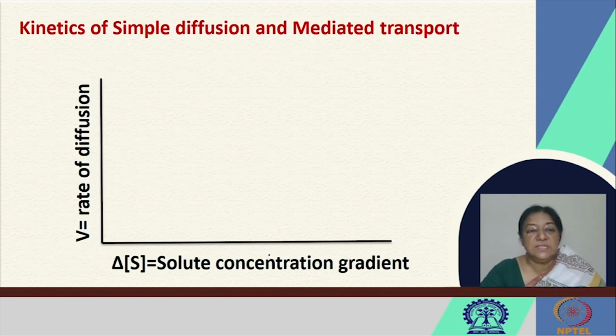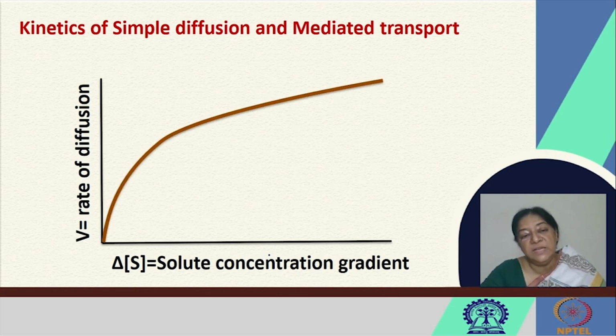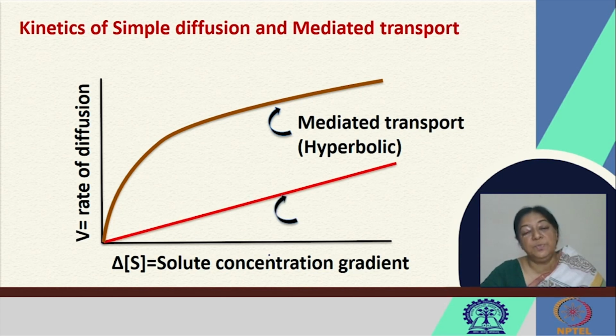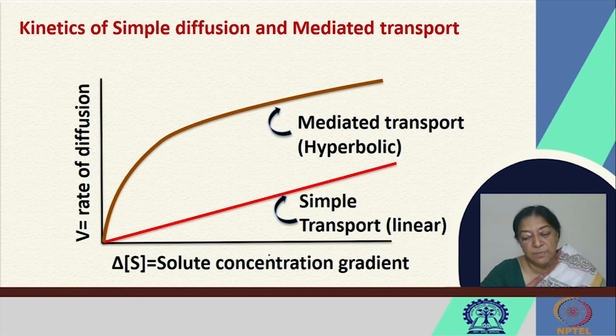If we look at the kinetics of simple diffusion and mediated transport, where we're looking at the rate of diffusion, a simple diffusion or a mediated transport would follow a different type of pattern. A mediated transport would follow a hyperbolic fashion, where we are facilitating this, and this would be a simple transport in a linear fashion. So the assistance due to the mediator, that is the protein here, allows for a better rate of diffusion across the membrane that is facilitated by the protein.